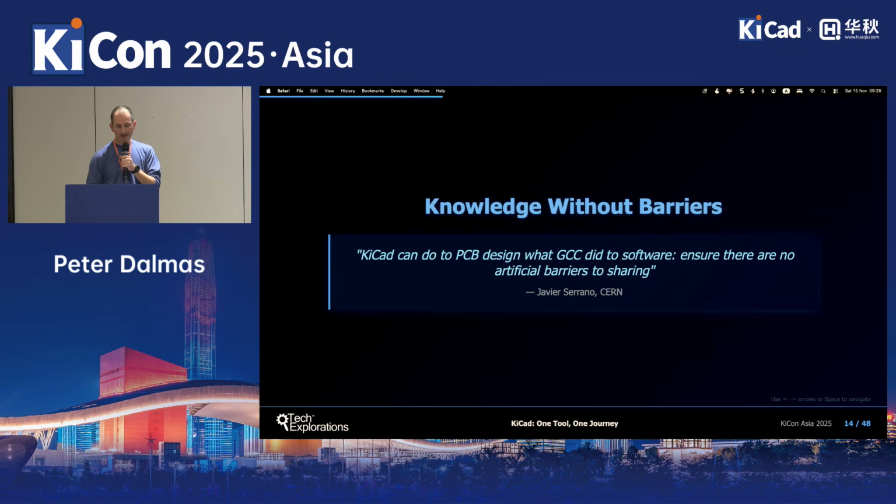This is why, I guess, this quote by Javier Serrano answers the question as to why would an organization like CERN and many other organizations invest in KiCad when they've got other things to do. CERN has to do particle physics, so then they spend money and time with a tool that they can just buy and get on with their lives. So Javier Serrano said that KiCad could do to PCB design what GCC did to software, the compiler, ensure there are no artificial barriers to sharing.